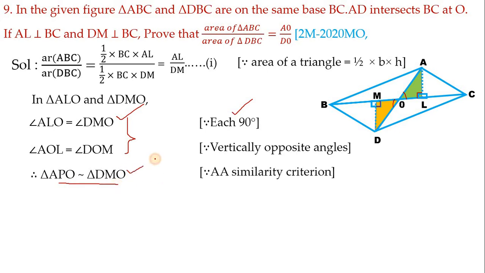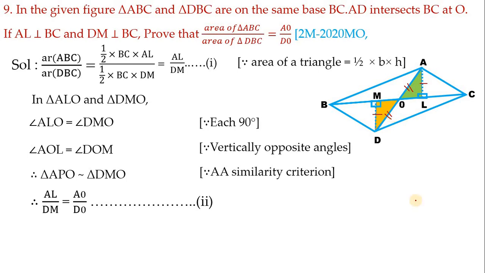And you already know that when triangles are similar, all its corresponding sides are in proportion. So which is helpful for us. Let us consider that. Let me write now AL by DM as well as AO by DO. These two pairs of sides. Let me write these two in the ratio form and call it as equation number 2.